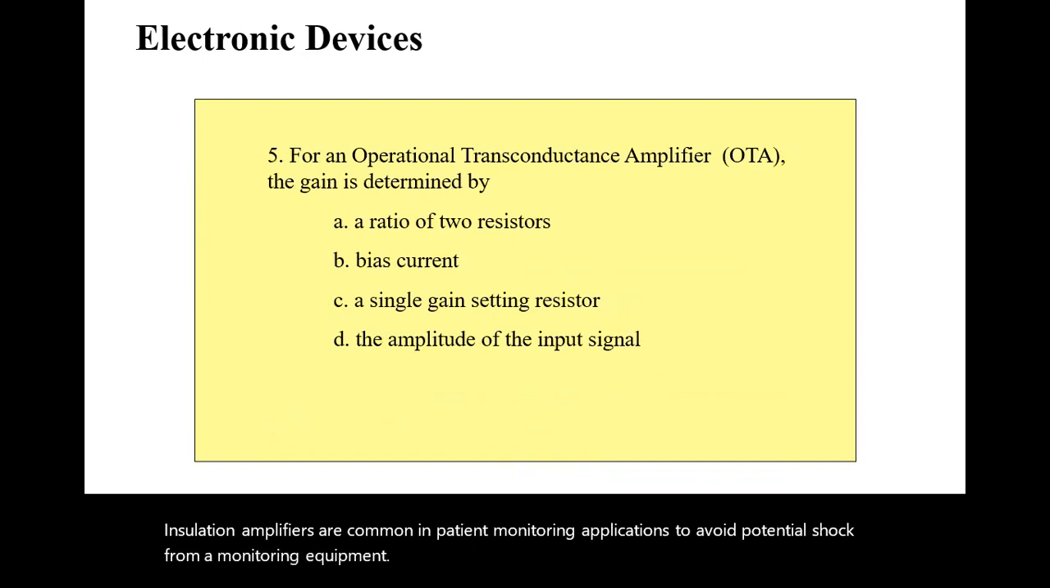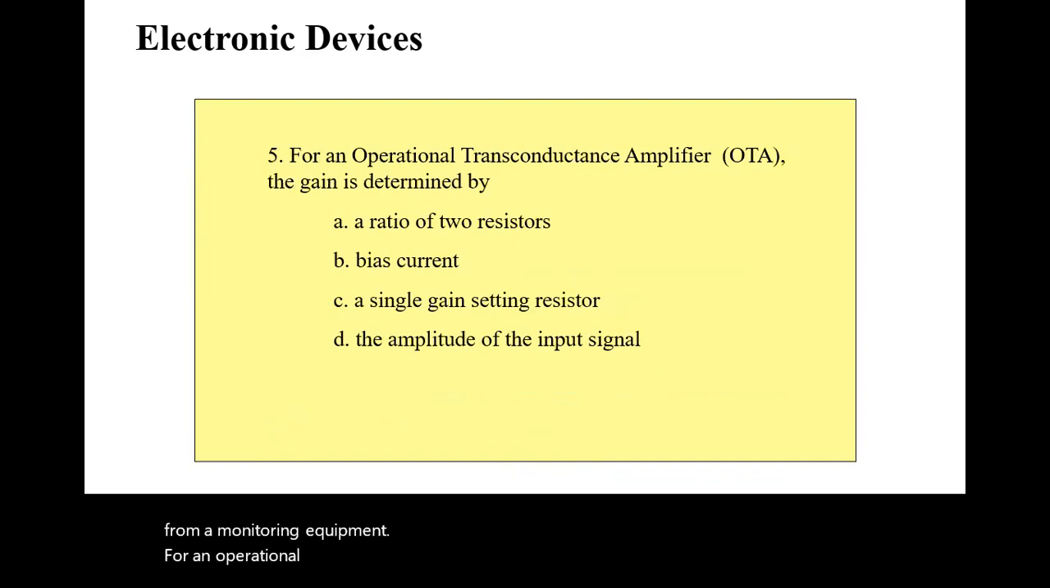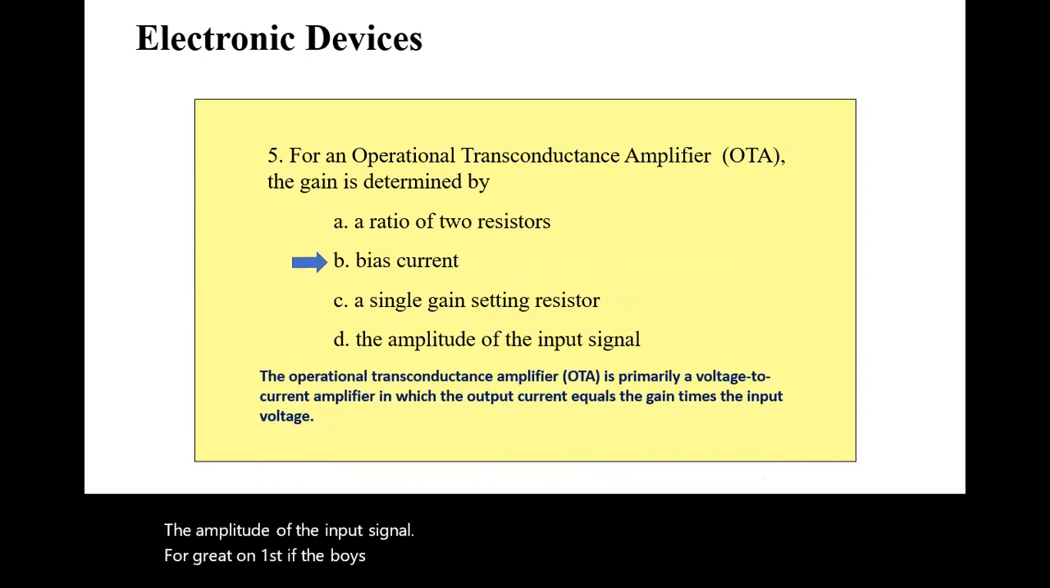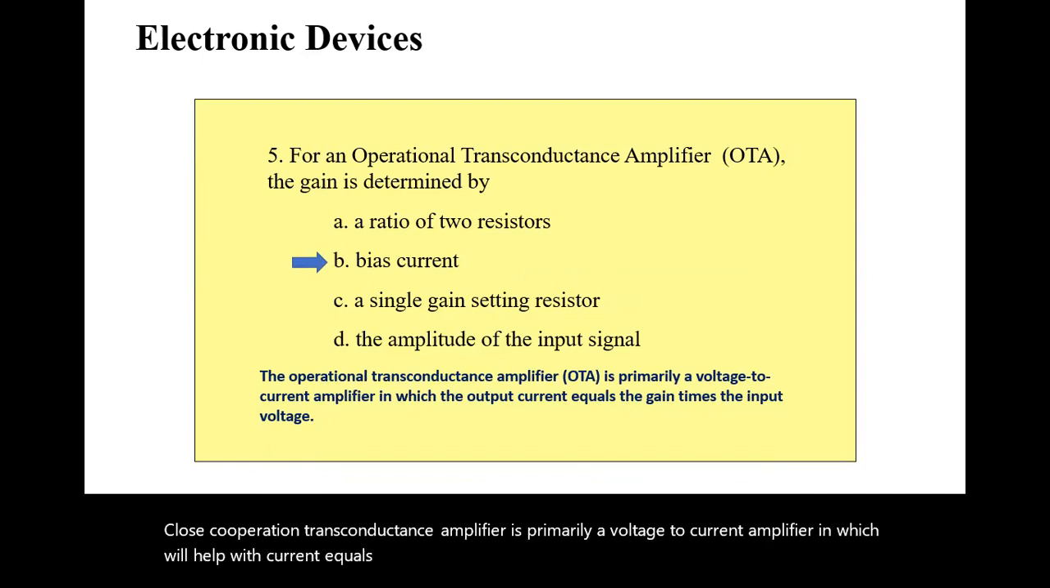For an operational transconductance amplifier or OTA, the gain is determined by a ratio of 2 resistors, bias current, a single gain setting resistor, the amplitude of the input signal. The correct answer is a bias current, because an operational transconductance amplifier is primarily a voltage to current amplifier in which the output current equals the gain times the input voltage.